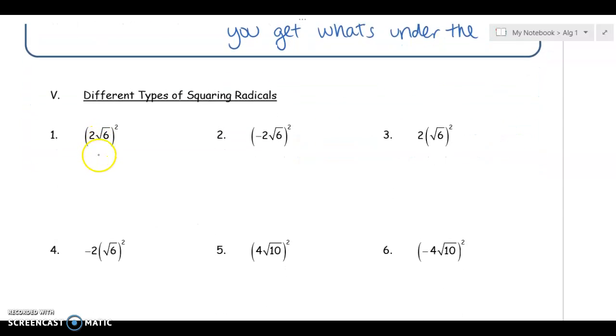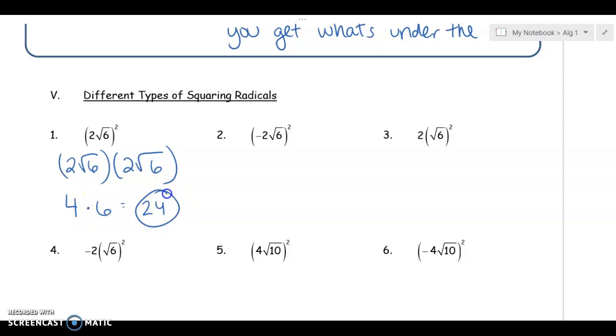So this is going to be 2 root 6 squared. This is the same thing as 2 root 6 times 2 root 6. So we're going to multiply the outside numbers together. 2 times 2 is 4. And then root 6 times root 6, keep that in mind, we're doing the same thing that we were just doing. Root 6 times root 6 is 6. And then 4 times 6, that's going to be 24. Much quicker than having to do 6 times 6 and then potentially do a factor tree.